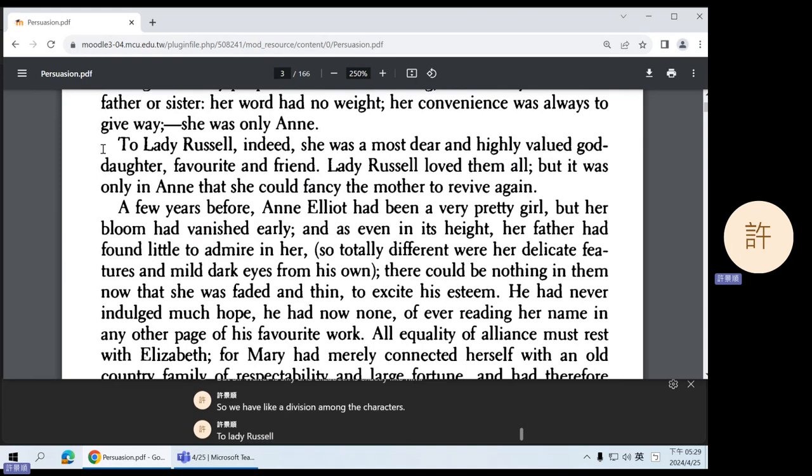To Lady Russell, indeed, she was a most dear and highly valued goddaughter, favorite, and friend. Okay, so we know friend. We know favorite, right? Somebody you really like. A goddaughter. So England is a Christian society. They also have baptism, 受洗. When you are baptized, you gain a second set of parents in the church. And that is your godfather and your godmother, 教父教母. So Lady Russell is Anne's godmother. The idea is if your biological parents die or get into trouble and you need another set of parents, your godparents can be an alternate set of parents to help take care of you.